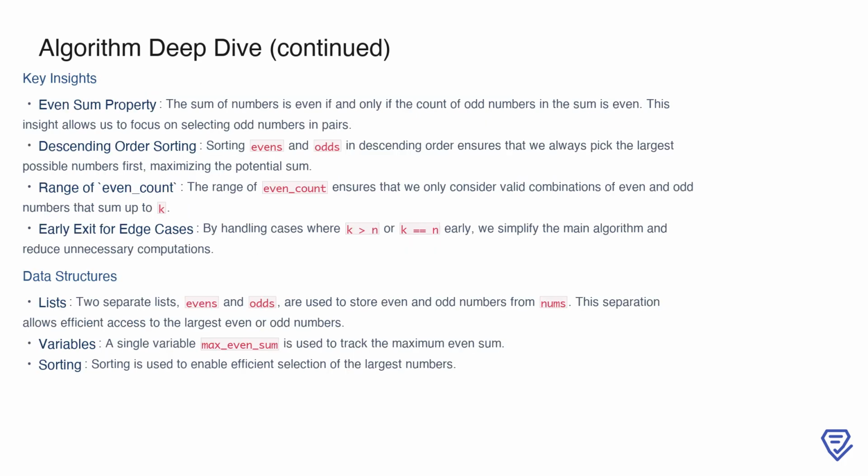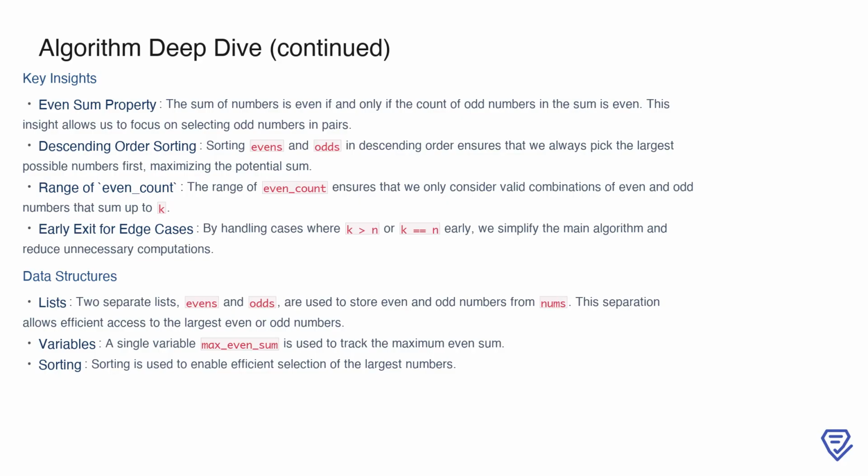There are several key insights that make this algorithm efficient and effective. First, the property of even sums is crucial. A sum is even only if the count of odd numbers in the sum is even. This means we should prioritize selecting odd numbers in pairs. Second, sorting the evens and odds in descending order ensures that we always start by picking the largest numbers, which is essential for maximizing the sum.